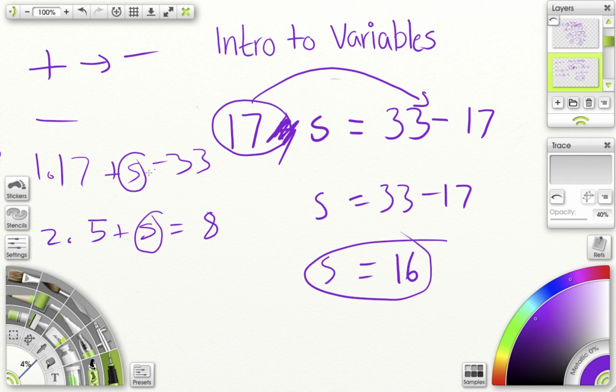So in this case, we know S was equal to 16. 5 plus S equals 8. It means 5 plus 3 is equal to 8. So you see how they are worth different amounts. They can change amounts depending on the question. However, if they're in the same question, you don't have to worry about that, but if they're separate questions, sometimes the same letter is used again. They're worth different amounts. It doesn't mean it's the same amount.